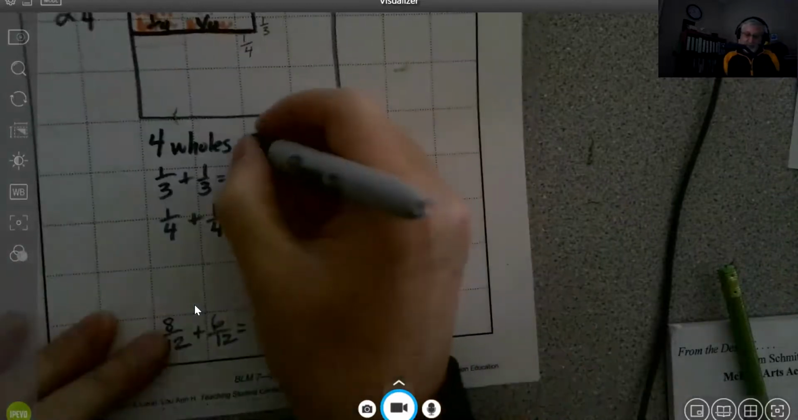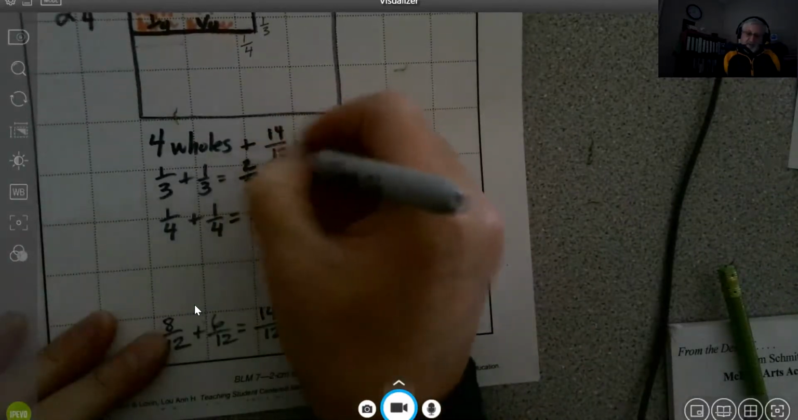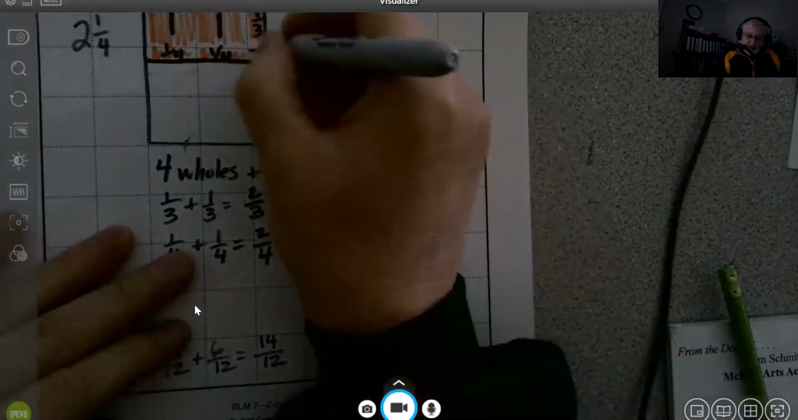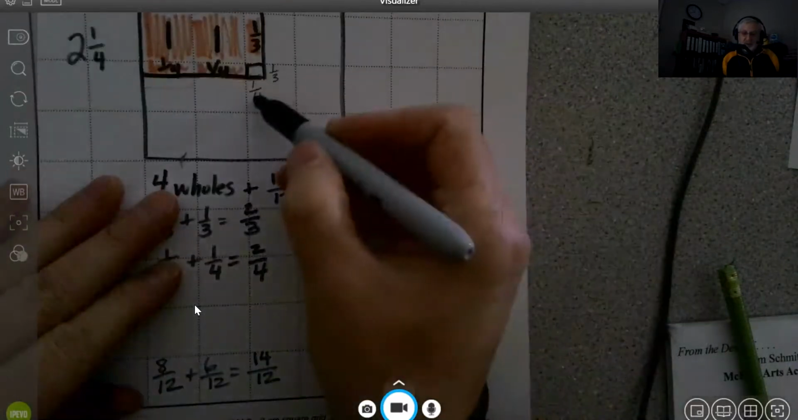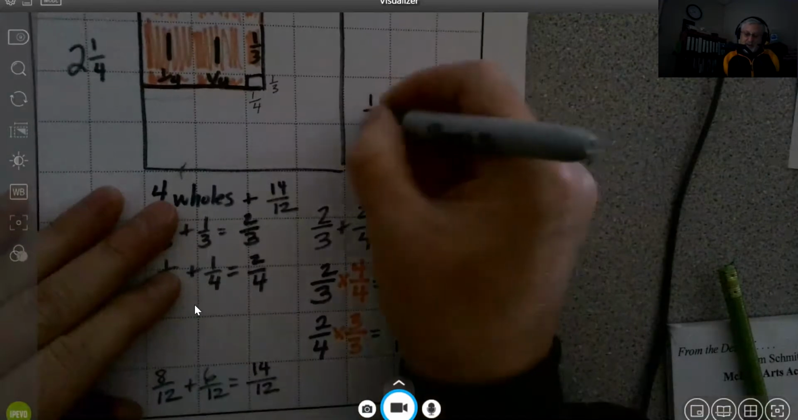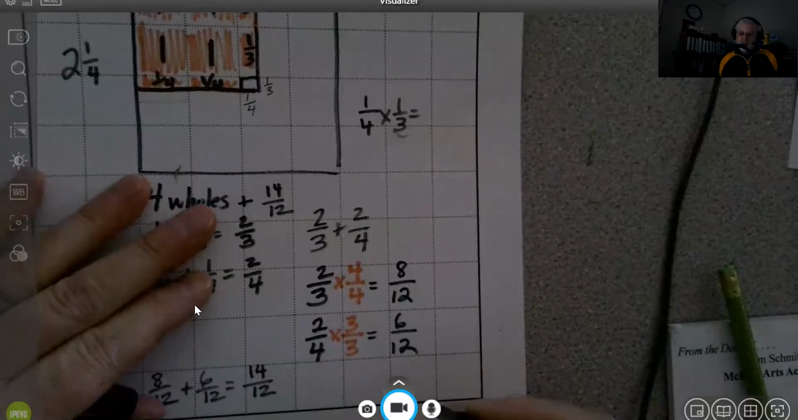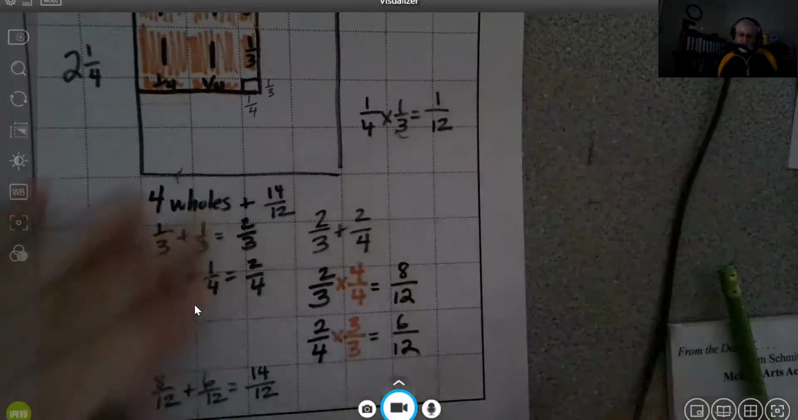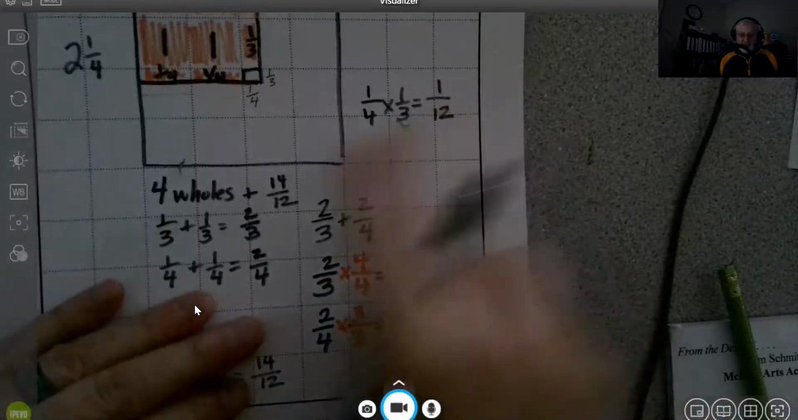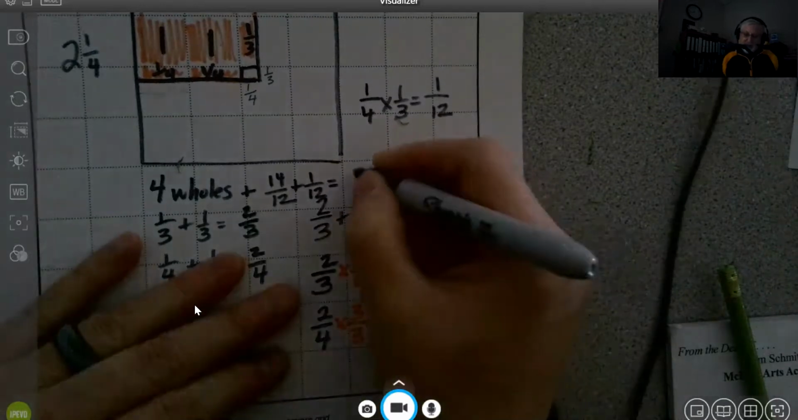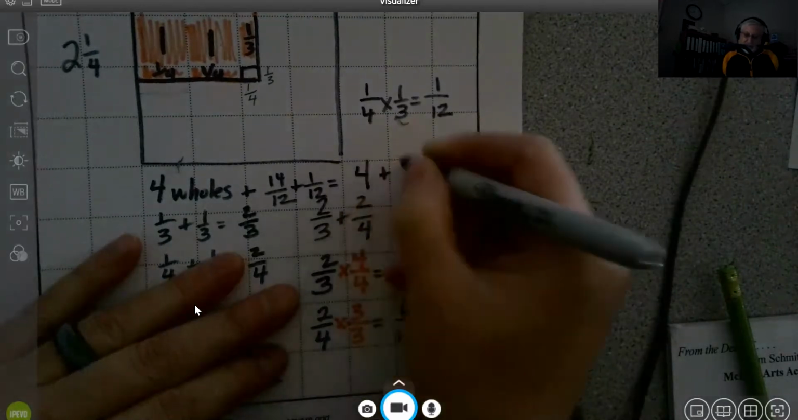Okay, so I have 4 plus 14/12 because we have this little piece here. We might need to come up with a common denominator for that one. So in this little square here, or it's actually a rectangle, I want to find out the area of that. Well, if one side is 1/4 and one is 1/3, then I have to multiply those two together. And 1/4 times 1/3 would equal 1/12. So now I can take that 1/12 and just add it to my 14/12. And that now gives me 4 wholes plus 15/12.